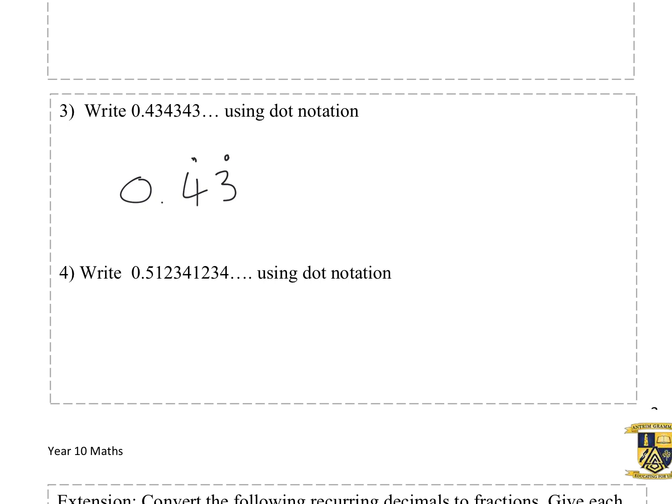Question 4. Write 0.512341234 ... using dot notation. If we read that out again, what I notice is it's the 1, 2, 3, 4 that's recurring. The 5 doesn't recur, it's just sitting at the front, but it's going to go in a pattern 1, 2, 3, 4, 1, 2, 3, 4. So the first number that recurs is the 1, and the last number that recurs is the 4. So we put a dot on top of the 1 and the 4 to indicate that would go 1, 2, 3, 4, then another 1, 2, 3, 4, and keeps going.